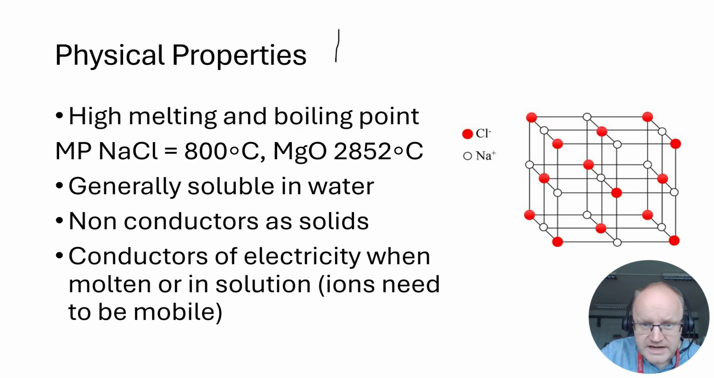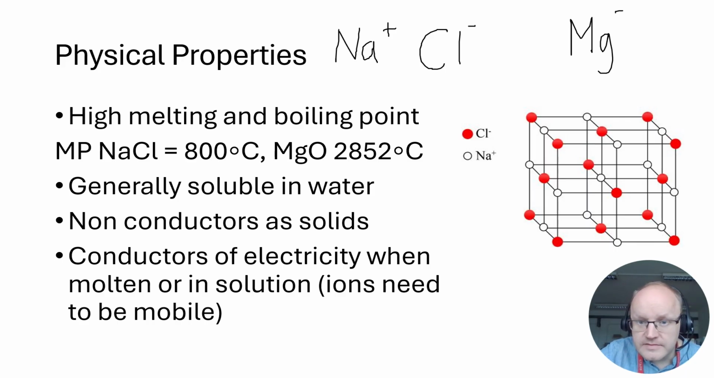Sodium chloride has Na+ and Cl-. So notice it's 1 plus and 1 minus, whereas magnesium oxide has Mg2+ and O2-, so 2 plus and 2 minus. The bigger the charge on the ions, the higher the melting point. So magnesium oxide has a much higher melting and boiling point than sodium chloride. That's due to the size of the ions. The charge density matters as well, so the actual size of the ion makes a big difference. The greater the charge density, the higher the melting point as well.